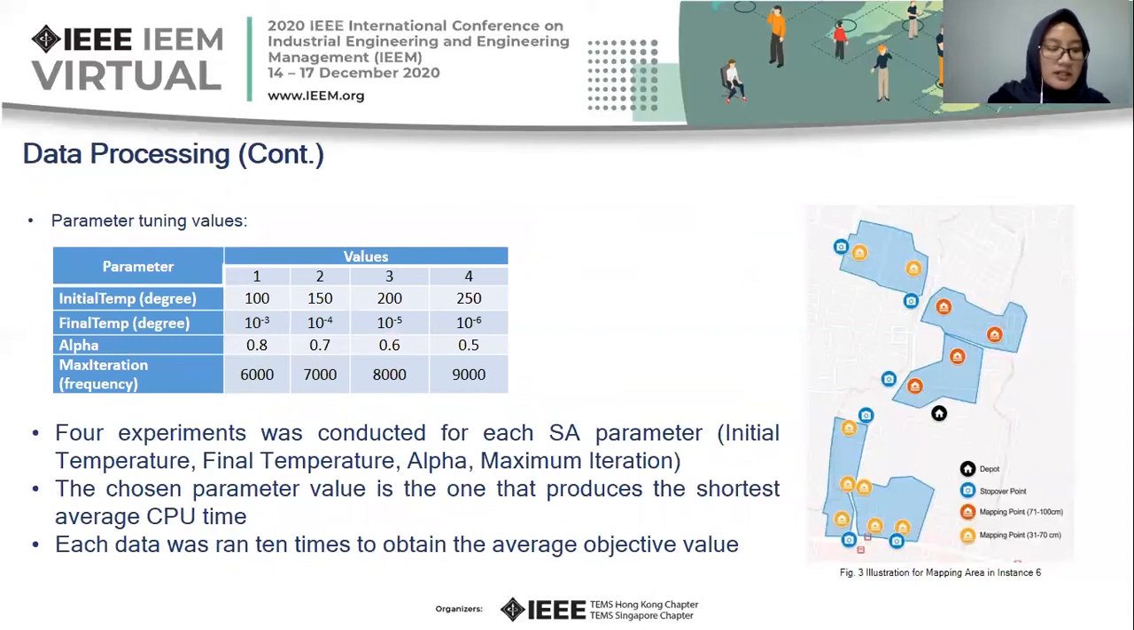For the parameter tuning process, we use the values in the table for initial temperature, final temperature, alpha, and maximum iteration for the simulated annealing. 4 experiments were conducted for each SA parameter. The chosen parameter value is the one that produces the shortest average CPU time, so we focus on the CPU time only. And each data set was run 10 times to obtain the average objective value. And here is the illustration for a mapping area in instance 6.